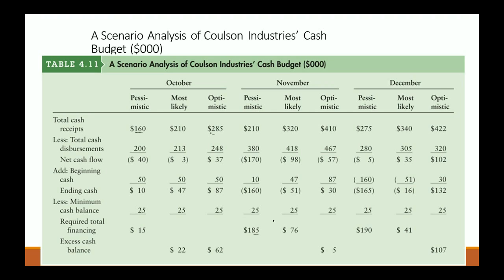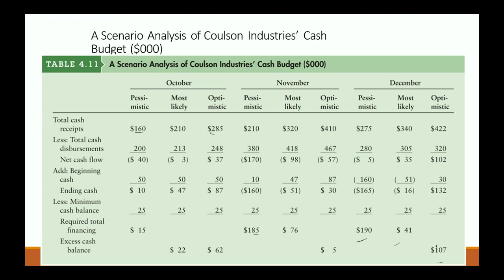And so we're going to continue these scenarios, and we can see that in the very, very worst scenario, the most financing required is $190,000. And in the most optimistic scenario, we have an excess cash of $107,000. So I need to have plans in my head as the financial manager of where am I going to get this $190,000, and what would I do if I made $107,000.